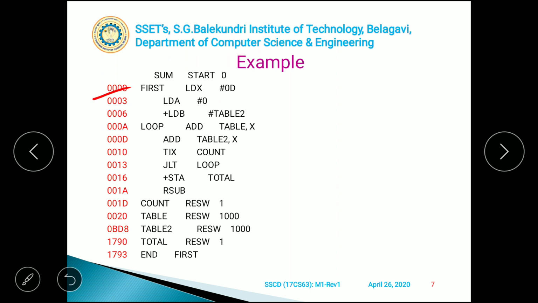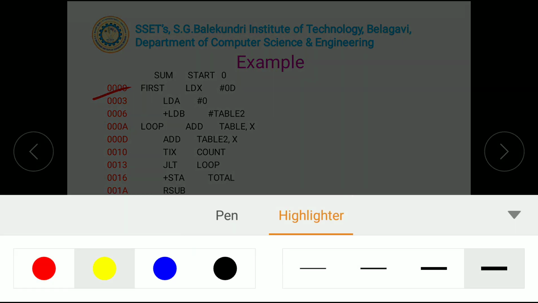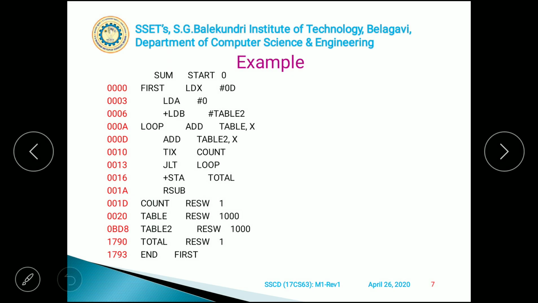Let me use a highlighter here. See, we have started with the first LDX, and this instruction starts at 0. This LDX takes 3 bytes. This is an immediate addressing mode. As I told you, most of the instructions are 3 bytes.